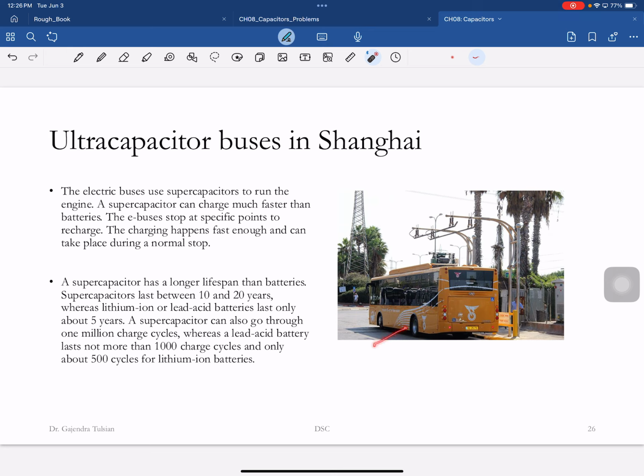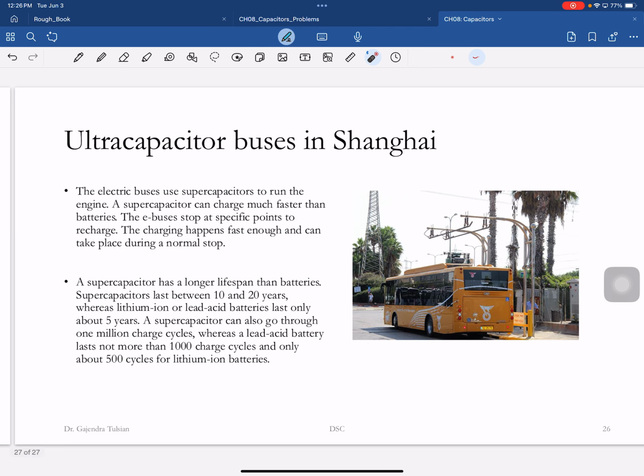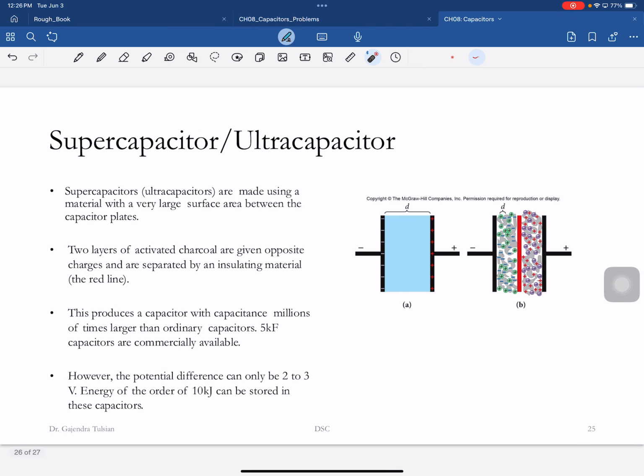You just can't store enough energy to go from here to New York. I mean, unless you have a charging station every 10 miles. So they're great for public transport in a city and stuff. Well, the thing is, to store energy, the more energy you want to store, the larger capacitor you want.